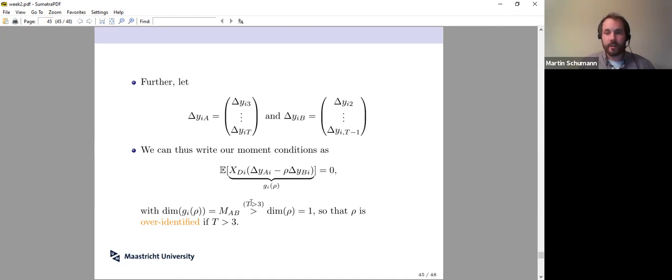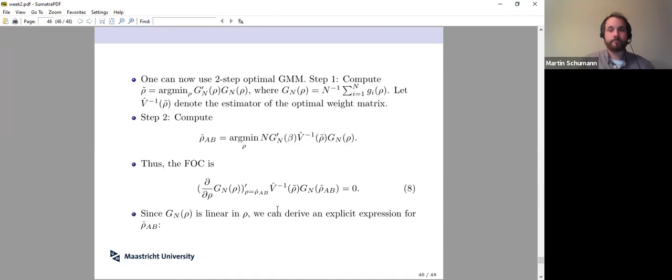And as long as t is larger than 3, then of course rho would be over-identified and we would have to apply two-step optimal GMM. And there it's again business as usual. We want a preliminary estimator that we can simply get by running this first stage regression. With that preliminary estimator, we estimate the optimal weight matrix, and then in the second step, we again run this minimization, where this is now included, that's the difference to the previous version, and we get the estimator.